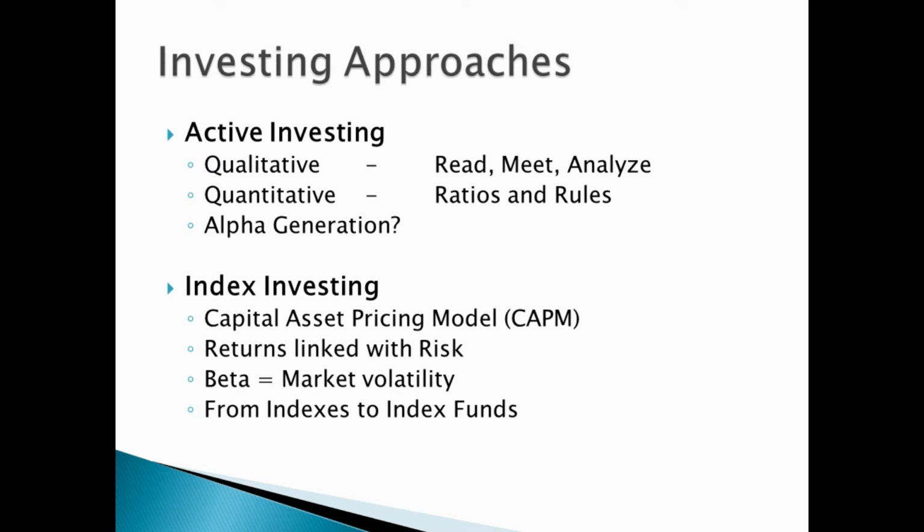With index investing, the term beta is equated with market volatility. So the entire stock market, for example, would have a beta of 1. If you're in a particular fund or stock with a beta of 1.2, you're about 20% more volatile than the general market. A beta of 0.8 would be about 20% less volatile than the general market.